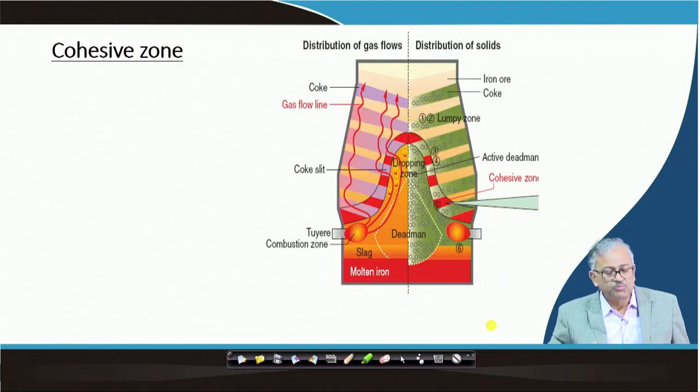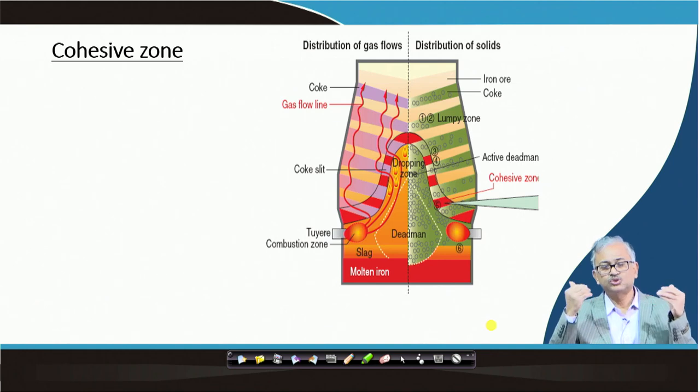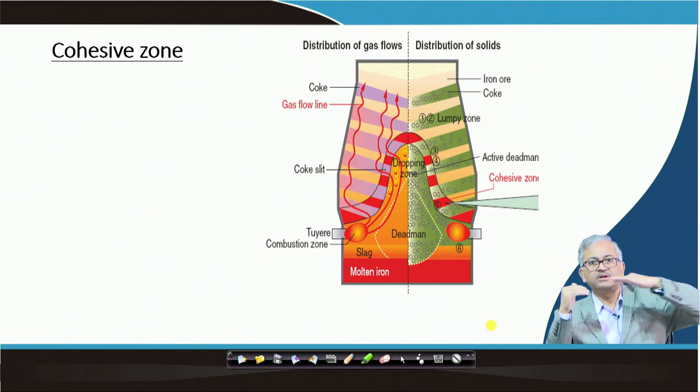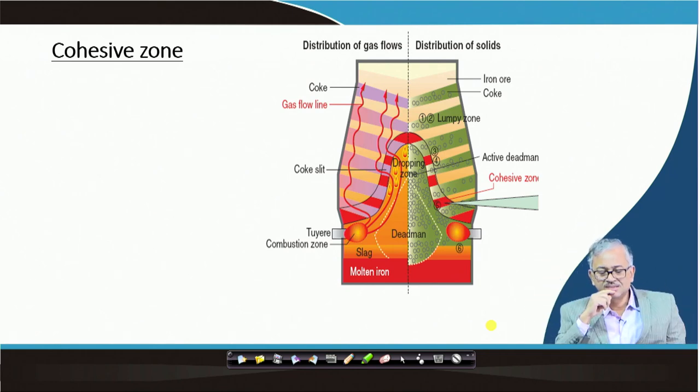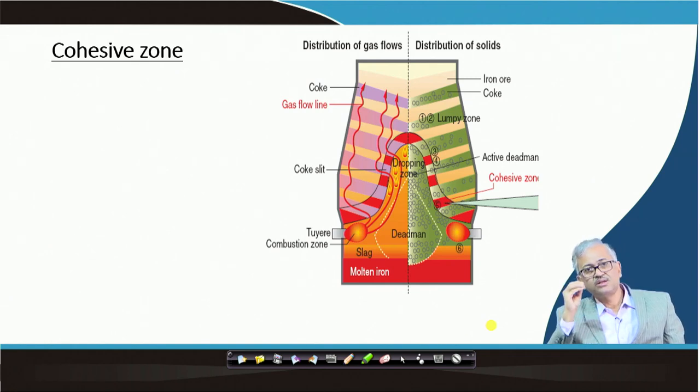Now another very important zone is called the cohesive zone in the blast furnace. I talked about the softening, and where does the softening take place? Is it at a particular horizontal line, where this is solid and beyond that everything is liquid? No, it is not like this in the blast furnace. Where the softening of the solid takes place, that is called the cohesive zone.